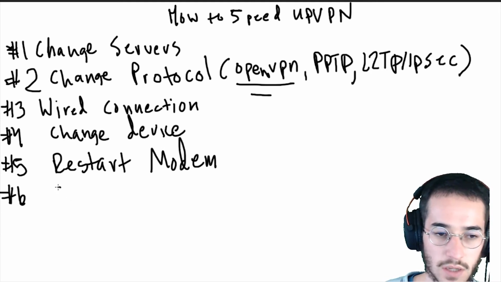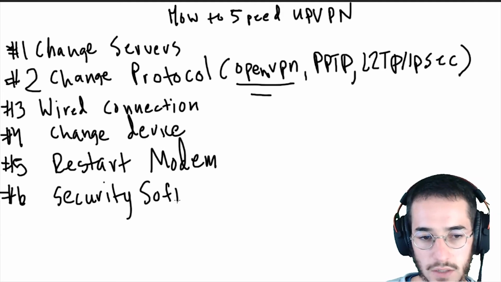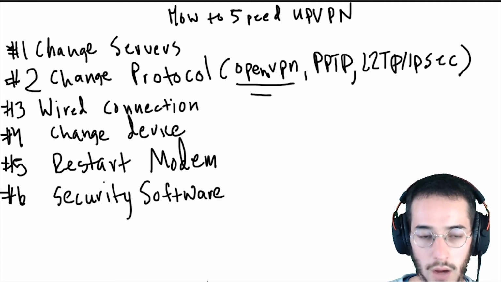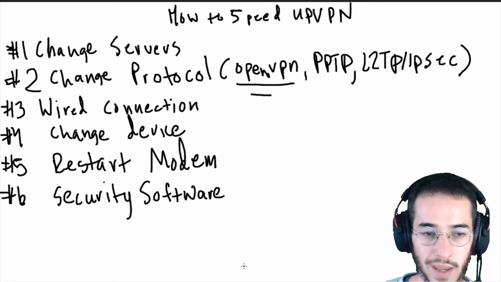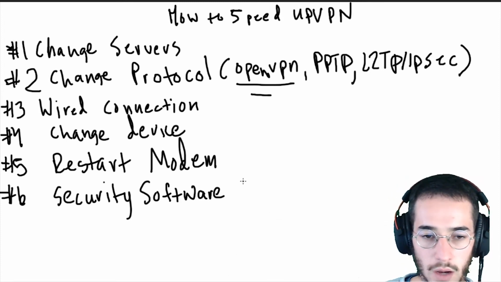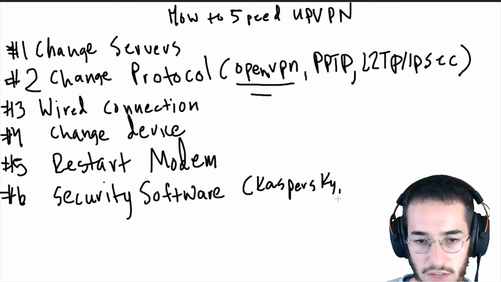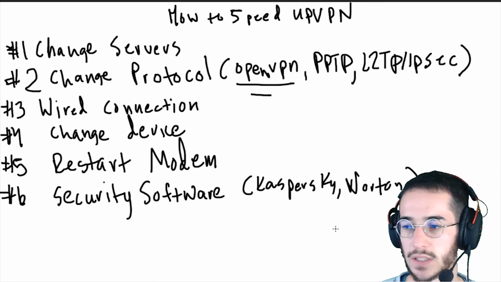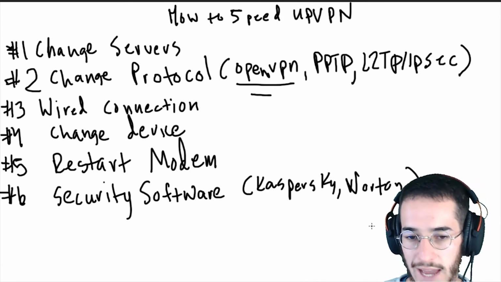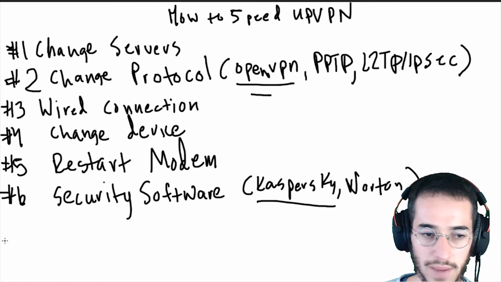Maybe there's some security software on your computer that's impacting your speeds. A lot of antivirus software kind of slows down your computer and it could affect your VPN speeds. Things like Kaspersky, stuff like Norton have been known to decrease speeds. So they're kind of laggy. They take up a lot of your CPU and stuff like that. So keep a lookout for these guys. Maybe they're impacting your speeds.